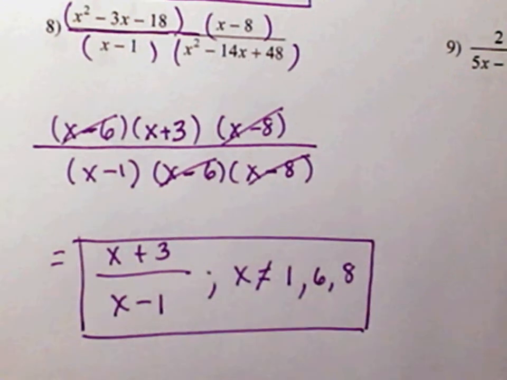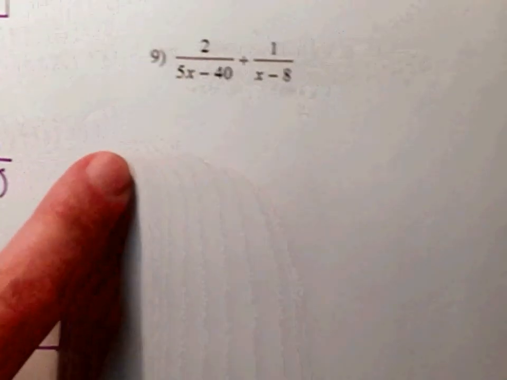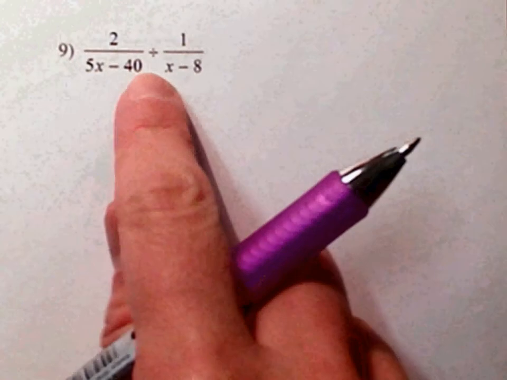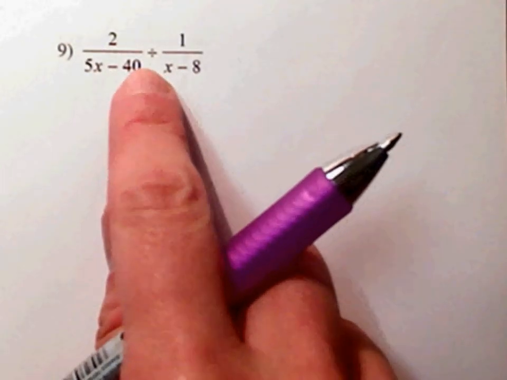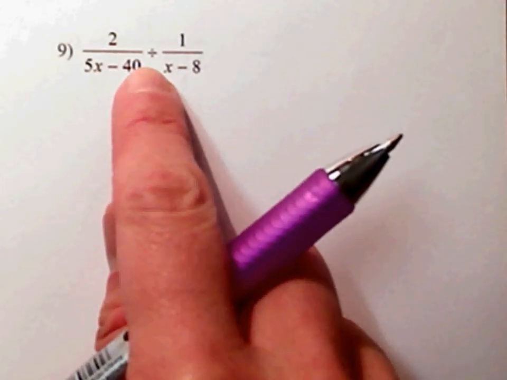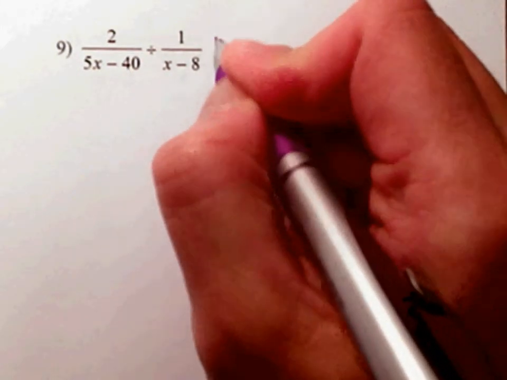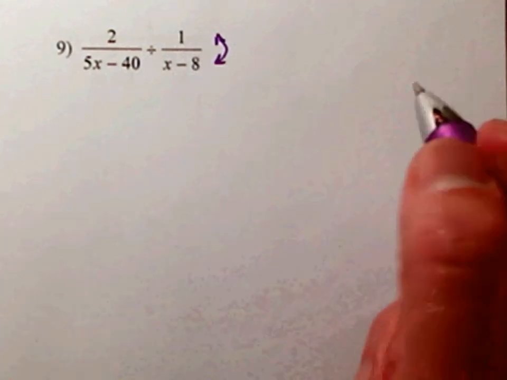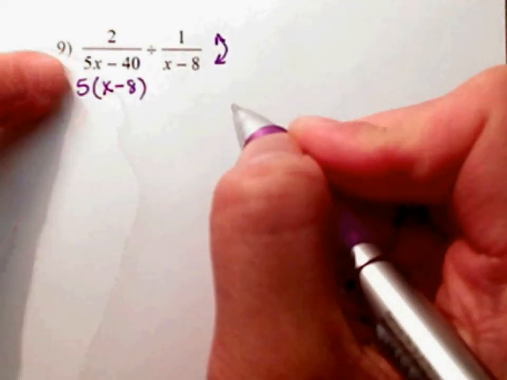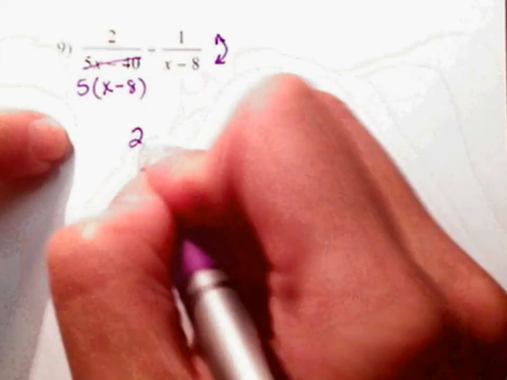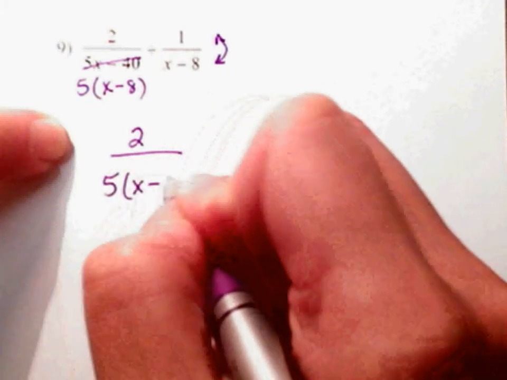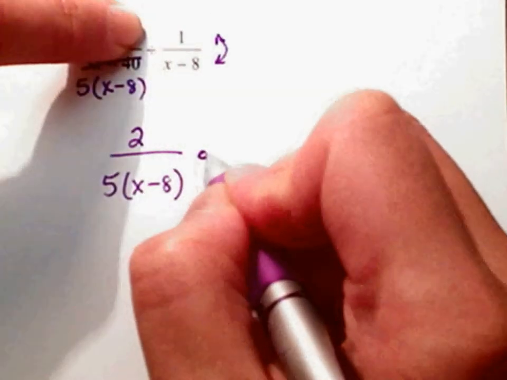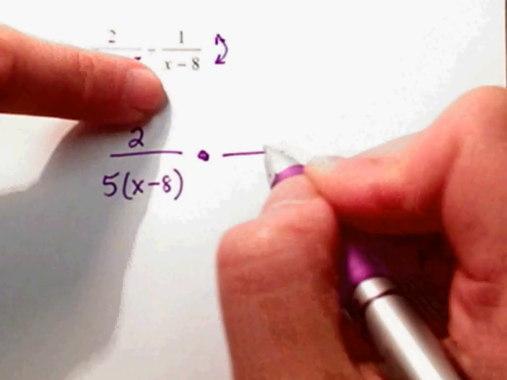Number 9. Whenever you have a division, you're going to take the inverse of that, which is multiplication, and you will flip these two. So, take a look. Can I factor anything out there? Yeah, 5. So you have x minus 8. So let's go ahead and rewrite this. 2 over 5 times x minus 8. Instead of dividing, I'm going to multiply. Take the reciprocal, x minus 8 over 1.